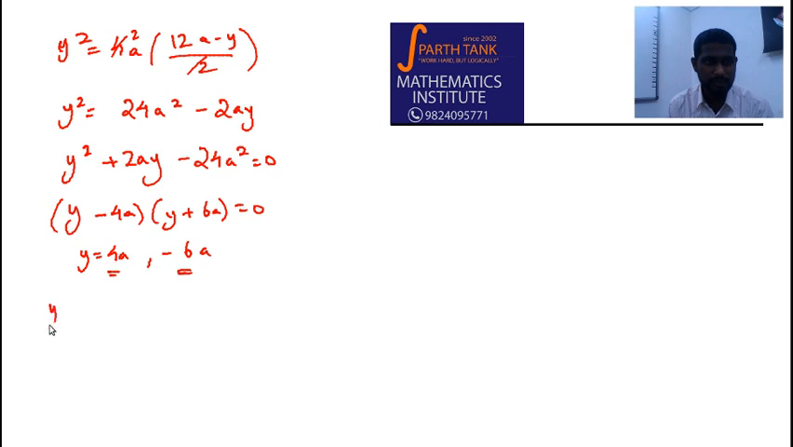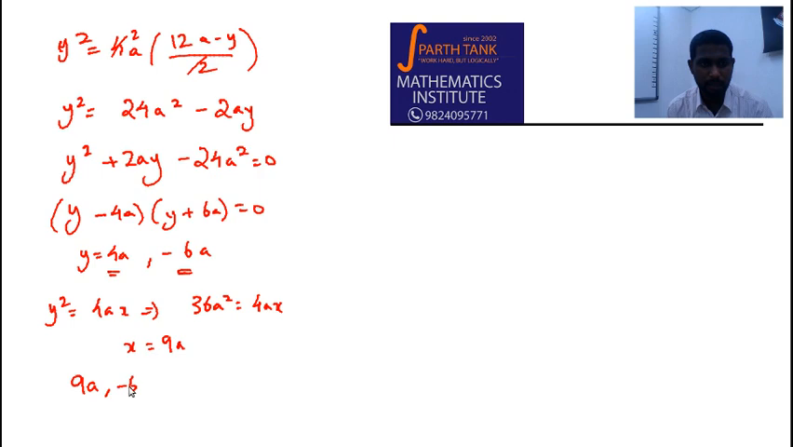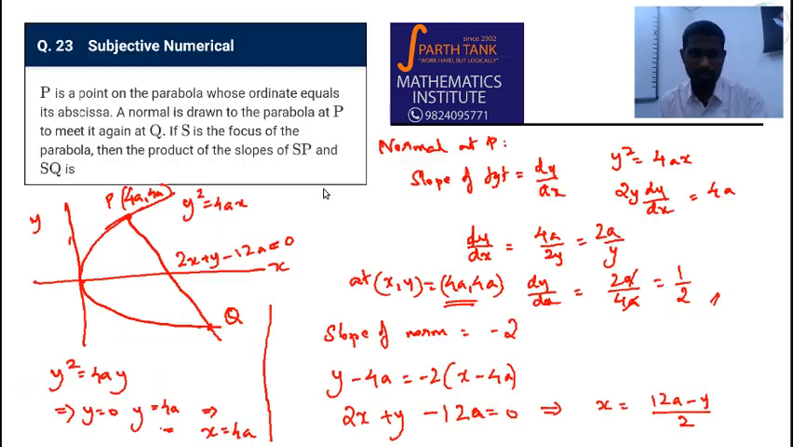So if y is minus 6a, y squared is 4ax implies that 36a squared is 4ax, or x is 9a. So the other point is (9a, minus 6a). This is Q. Let's go back to the previous slide one moment. So this point is (9a, minus 6a). Then let's continue. S is the focus of the parabola.